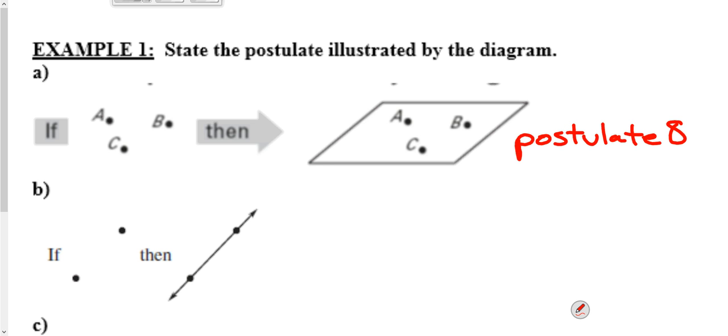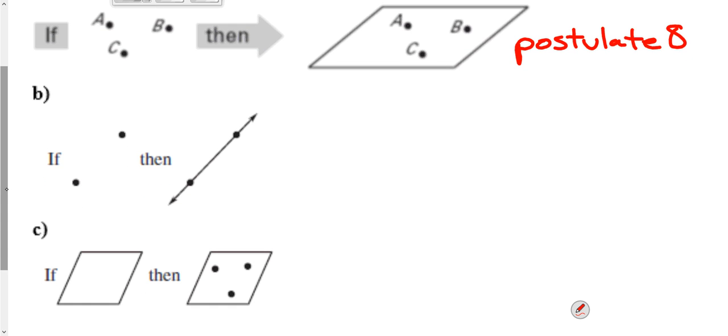Postulate 8 says through any non-collinear points, there exists exactly one plane. Okay, so letter B. If 2 points, then we have a line. So pause and think about that one. Which postulate is it? If 2 points, then a line. It is postulate 5. Postulate 5, which says through any 2 points, there exists exactly one line.